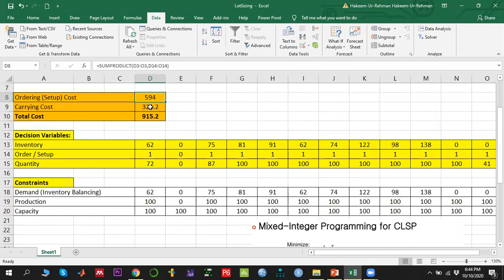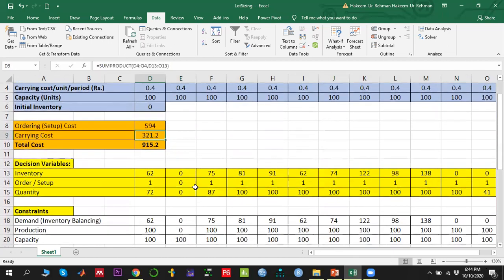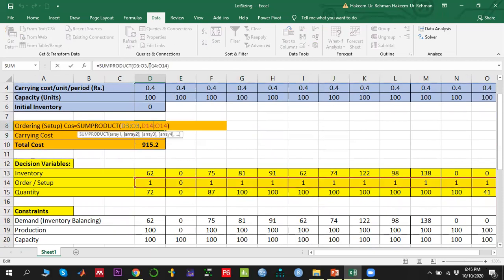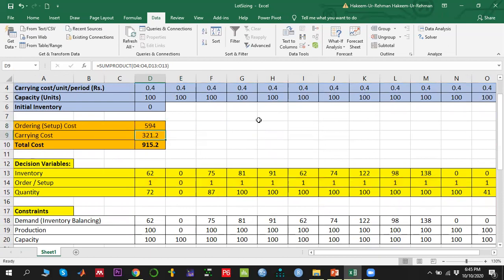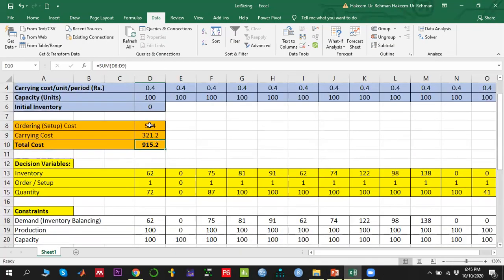Similarly, we are calculating the carrying cost. How can we calculate the carrying cost? That is the per unit carrying cost, these cells, multiplied by how much inventory we are carrying, that is these cells. So we have applied the SUMPRODUCT formula for the setup cost as well as the carrying cost. So this is how we can calculate the setup, or ordering cost, and similarly the carrying cost, or you can say the holding cost. And then in the end, in order to calculate the total cost, we are simply applying the sum formula, and this is indicating the total cost.